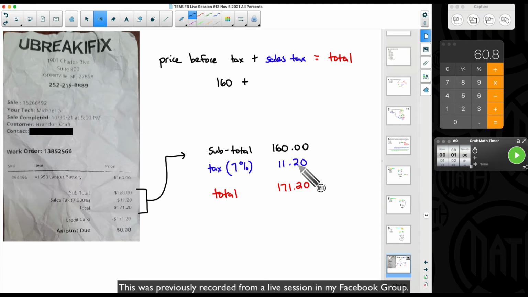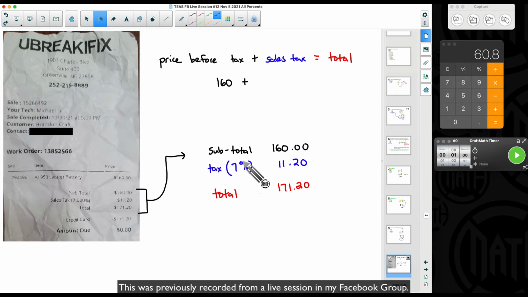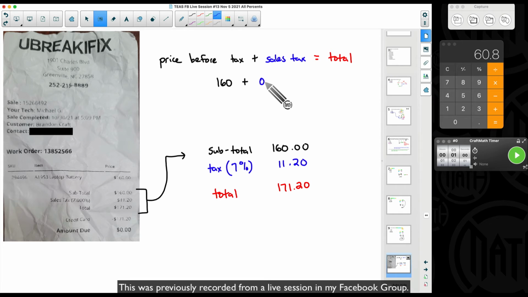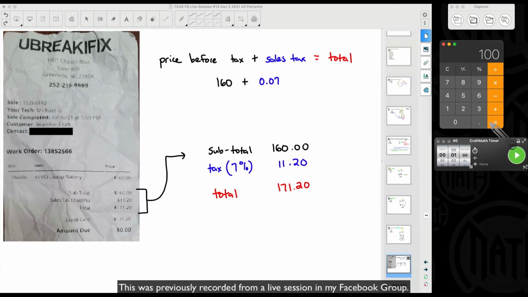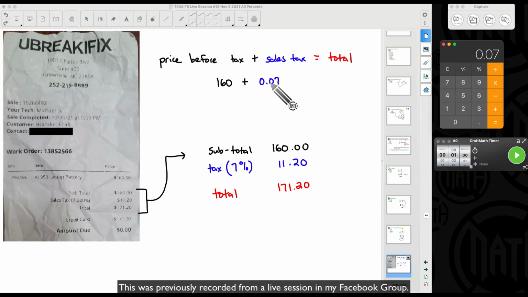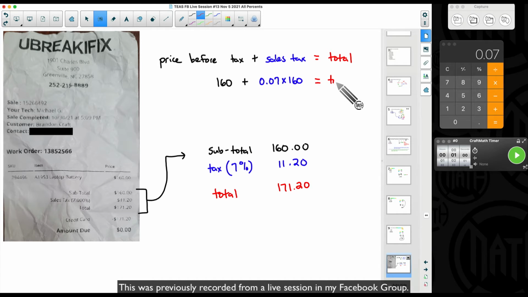Now, where does this $11.20 really come from? Sales tax is 7% of whatever the subtotal is. So what we're going to do is take 7%. I'm going to use my decimal conversion for that. Notice if I take 7 divided by 100, that is 7%. There is your decimal. So if we take 7% times the subtotal, this is how you figure out sales tax, folks. So let's do that.